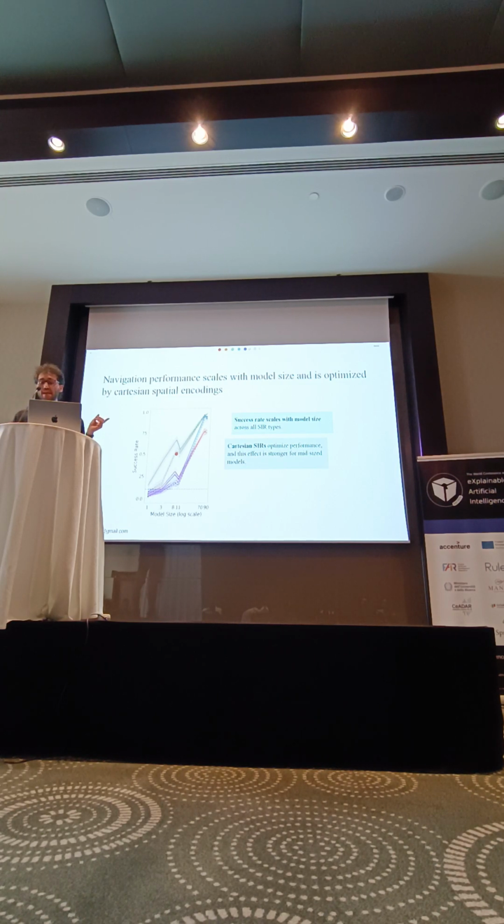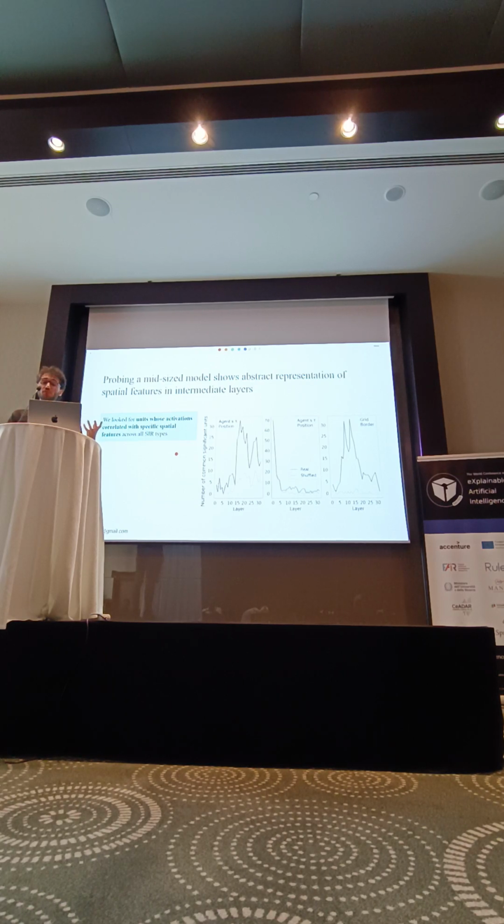And this effect is especially strong for mid-sized models. In this case, the 8 and 11 billion parameter models have a special boost of this success rate when you use Cartesian representations of space. Again, if inner representations of the models themselves of space are abstract, then they should remain constant when we change these representations. And so to test this, we took one of the medium-sized models, which is the 8 billion parameter model, and we probed it during decision making, and we looked for units inside the model whose activations were correlated with specific spatial features for all representation types, right?